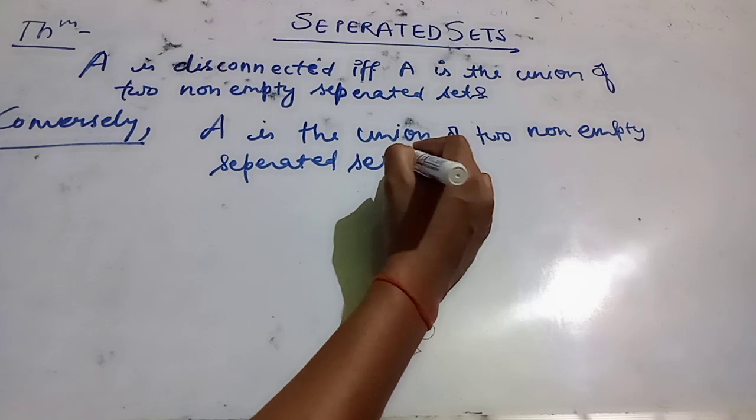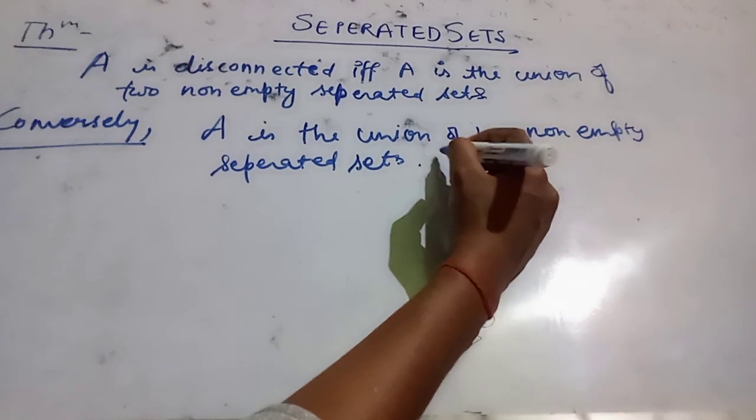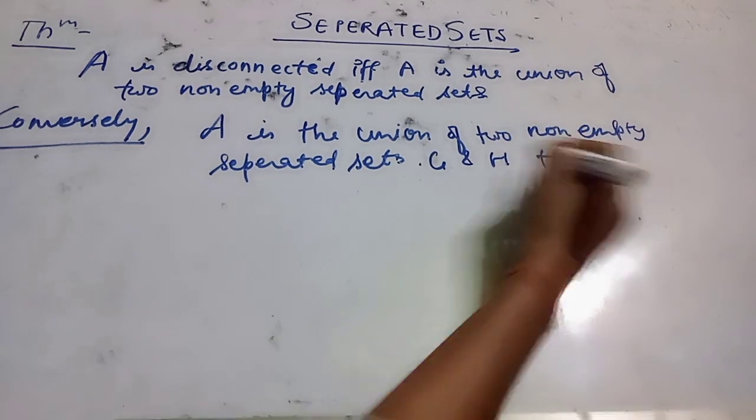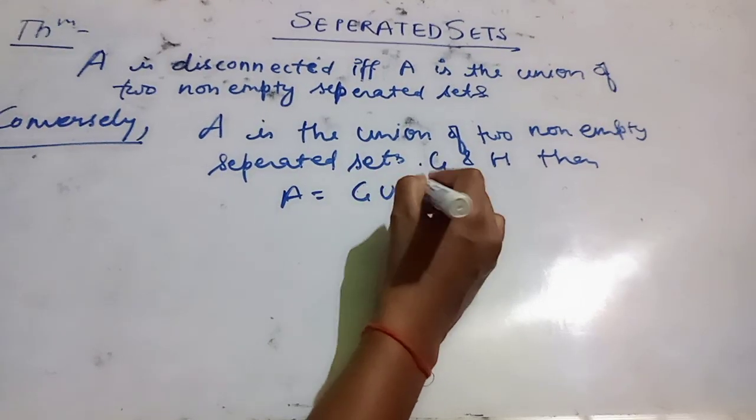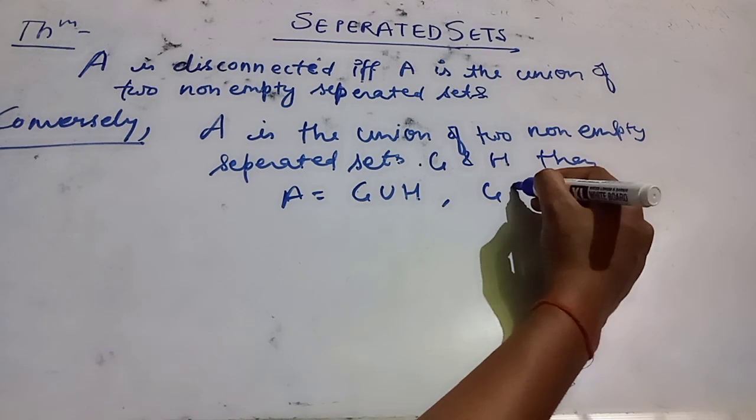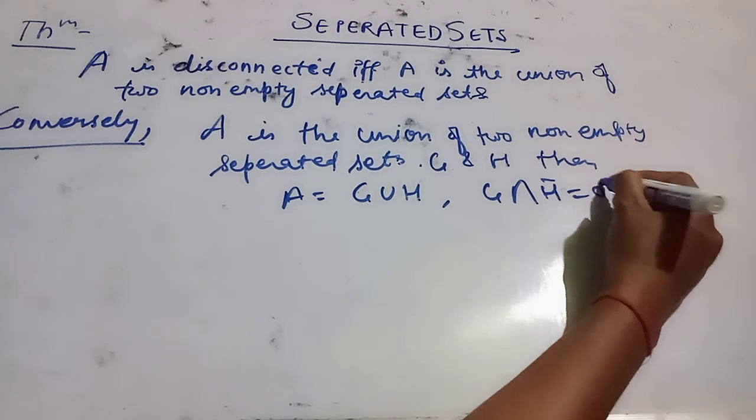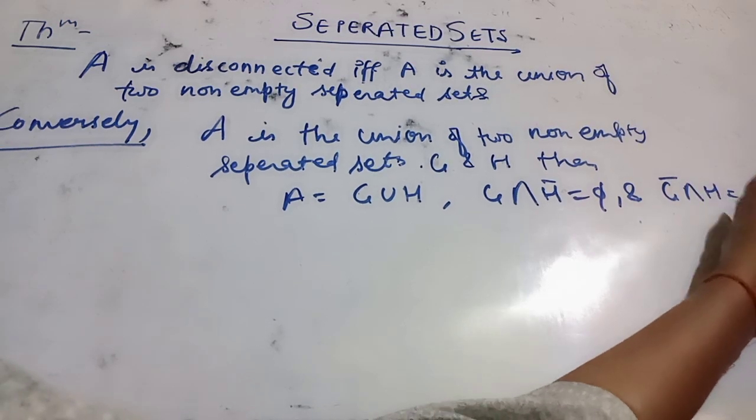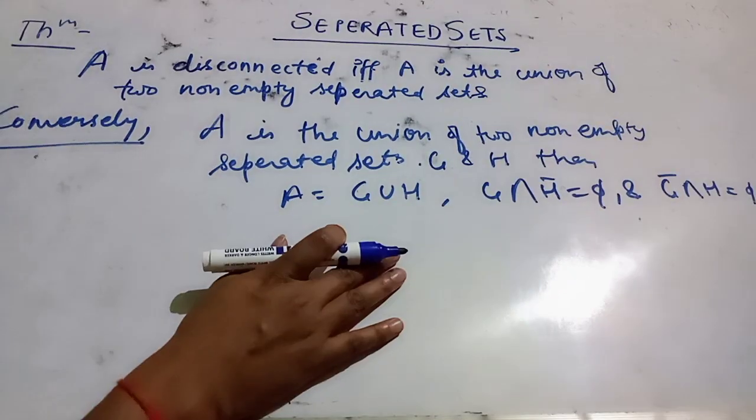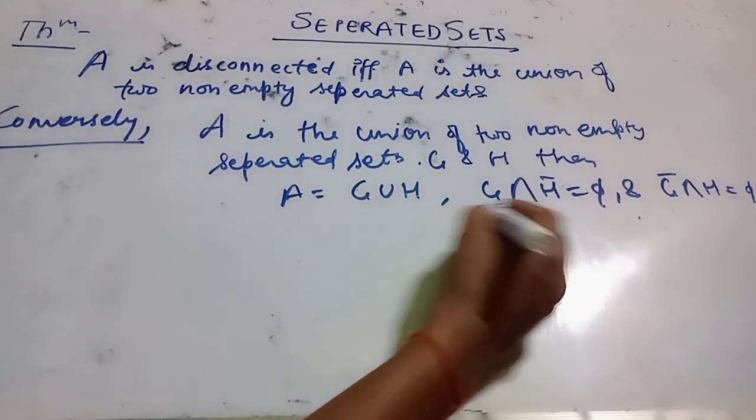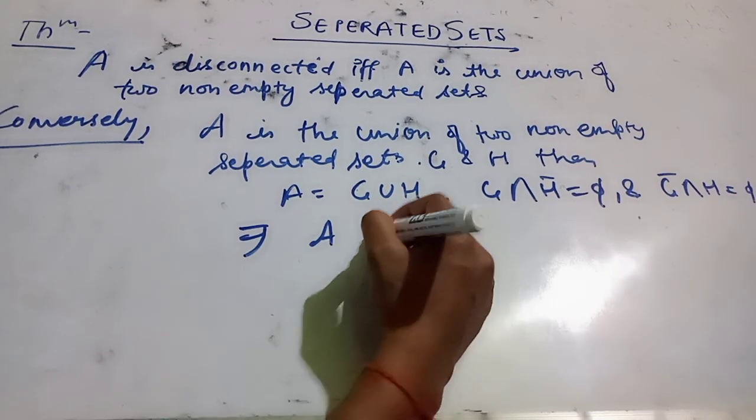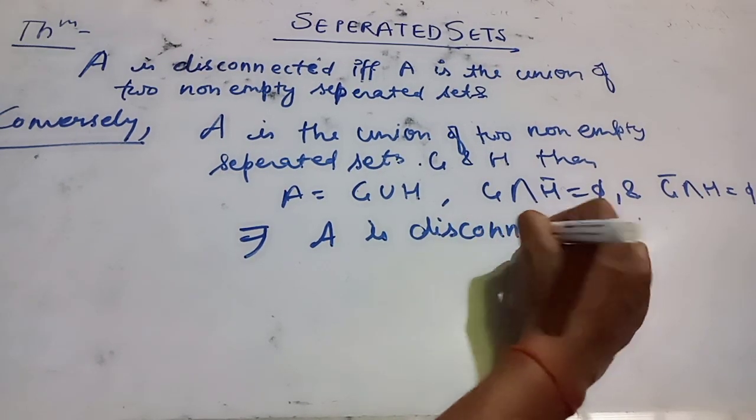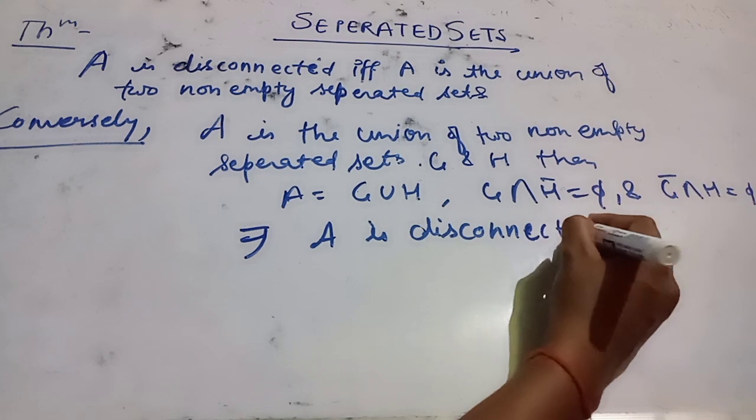Okay, so A is the union of two non-empty separated sets, and those are G and H. You can also write that A is equal to G union H, right? And you can also write that G intersection H closure is equal to phi, and G closure intersection H is equal to phi. Now what does this conclude? This concludes that A is disconnected.